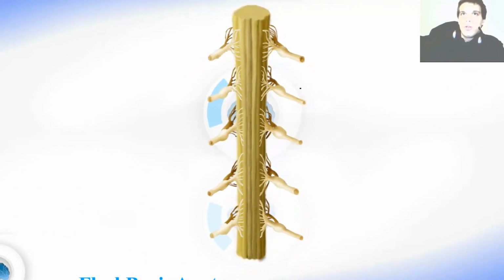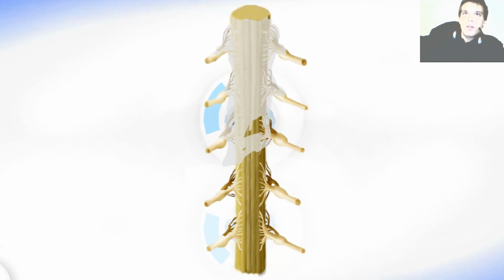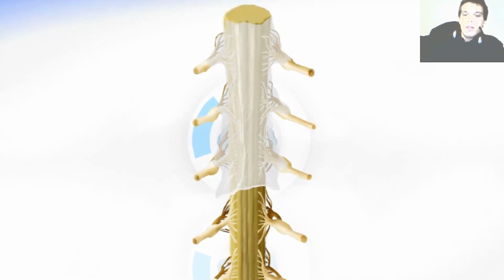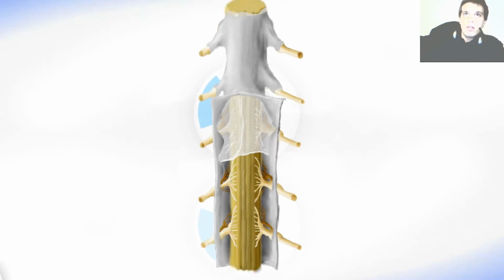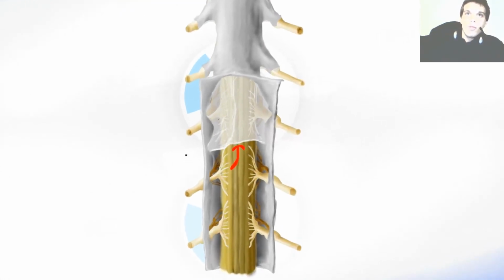But just know that all over the roots and the spinal cord there is a small thin layer of pia mater. Then comes the arachnoid mater and the dura mater. Okay, this space over here between the arachnoid mater and the pia mater is called the subarachnoid space, and the space between the dura mater and the arachnoid mater is called the subdural space.